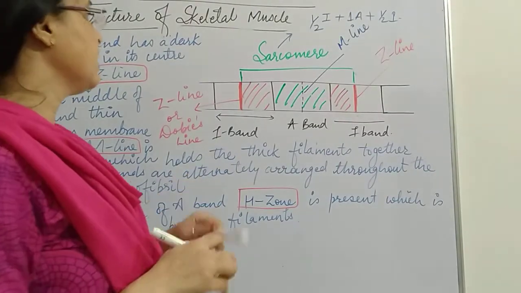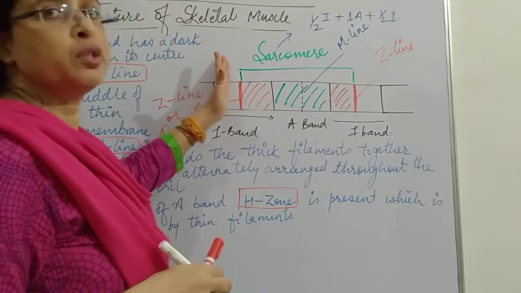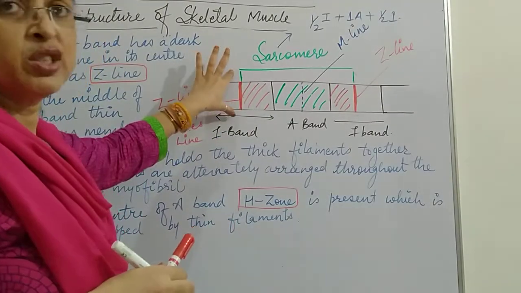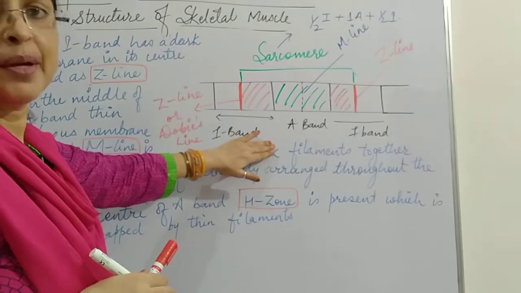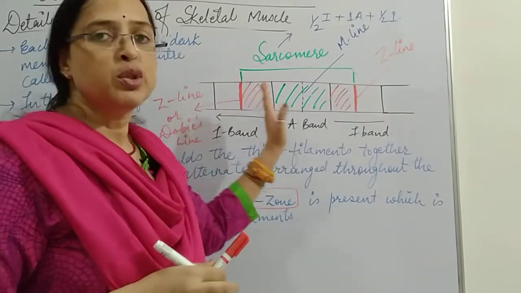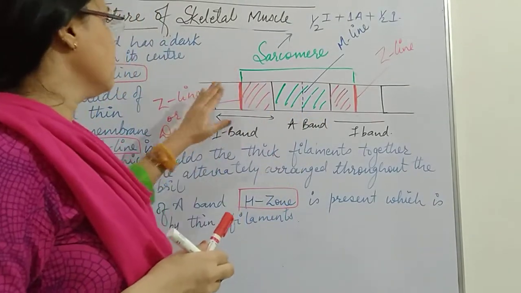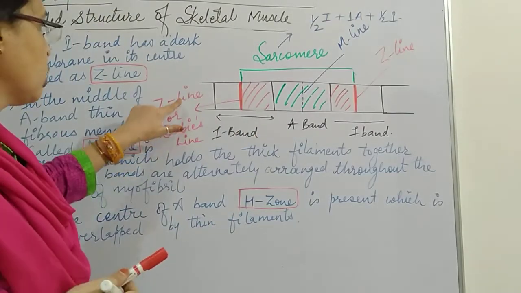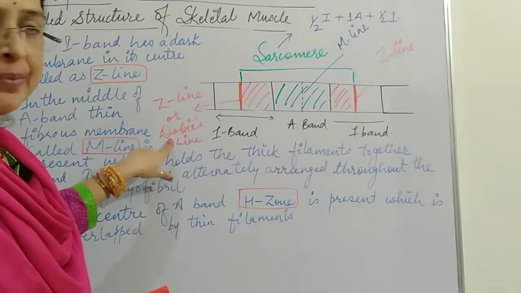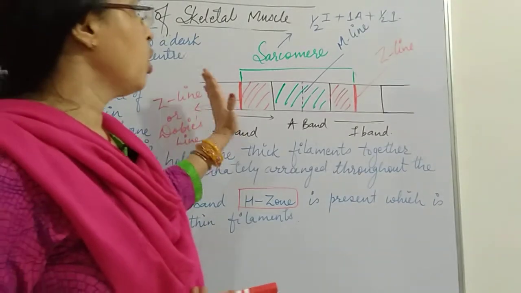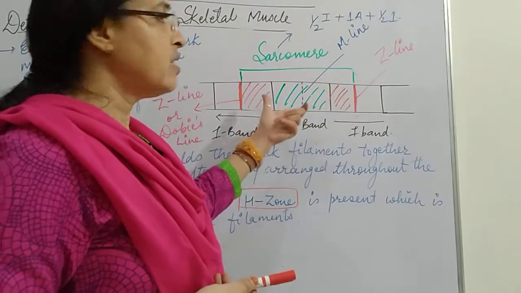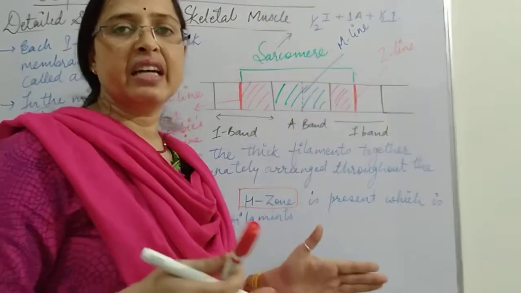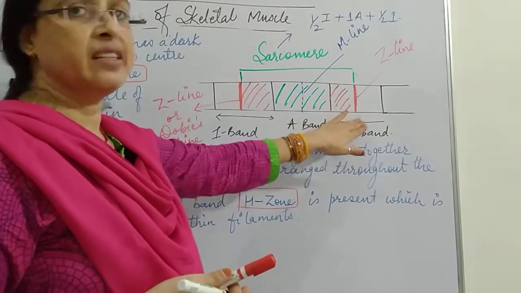And here you can see that this half portion of I band has a line partition. That means the center, this complete I band is divided into two parts through a partition line that is called the Z line, and it is also called Dobbe's line. And this is found on both sides. That means a sarcomere consists of two Z lines. That means the bounding line of a sarcomere is the Z line.